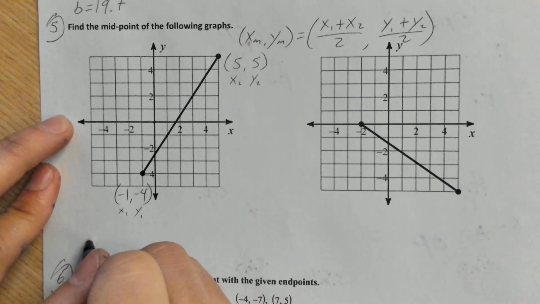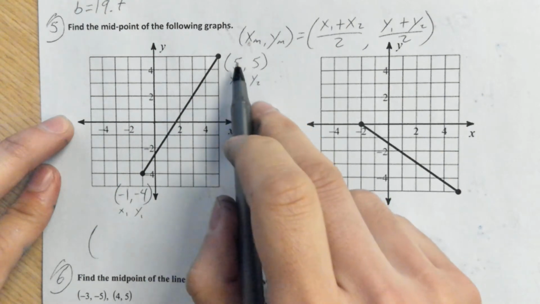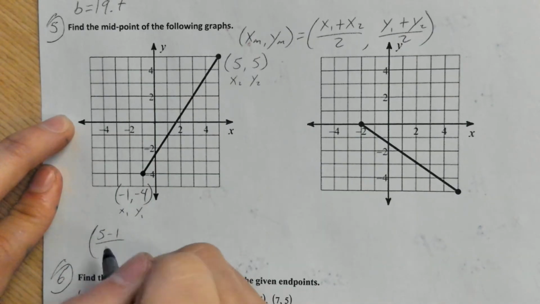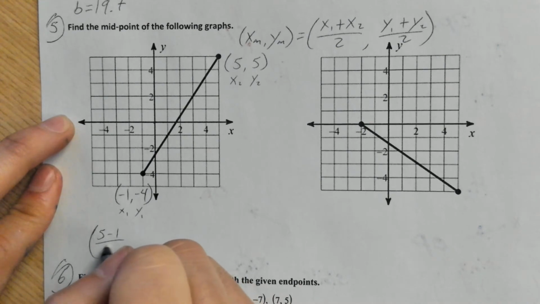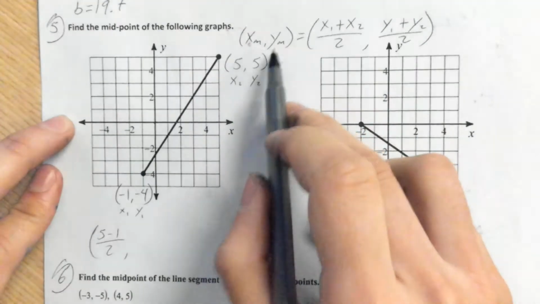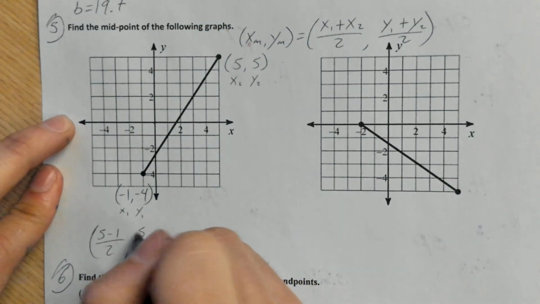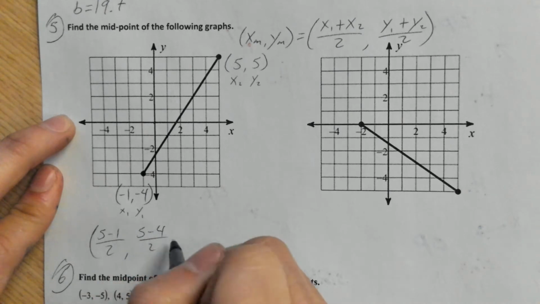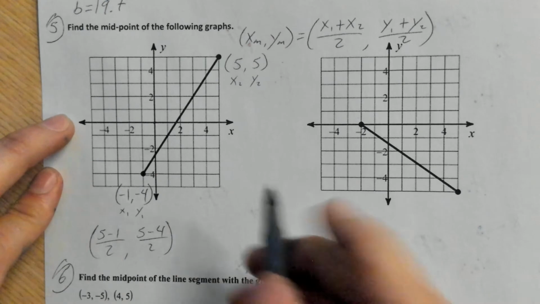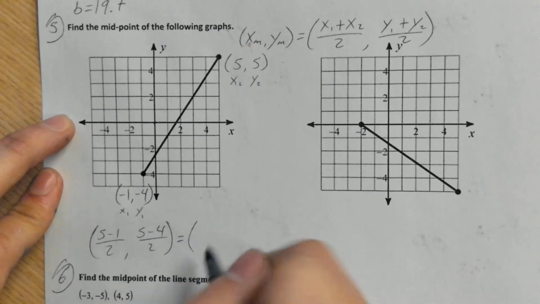So I'm going to set up my equation. Again, the x's go together, so the 5 and the -1 go together. So 5 minus 1. It doesn't really matter in which order you put them. Divided by 2, comma, and then the y's go together. So this is a y, this is a y. I'm going to get 5 minus 4 divided by 2. I tend to put the positive first and then the negative because it makes it easier for me.